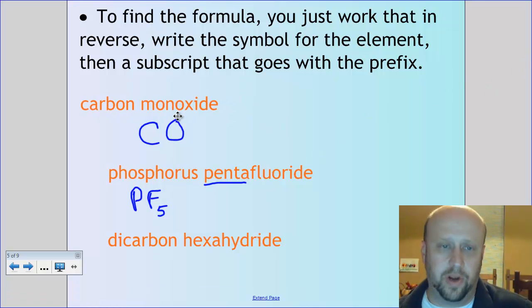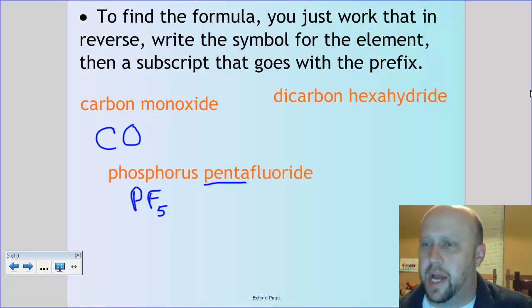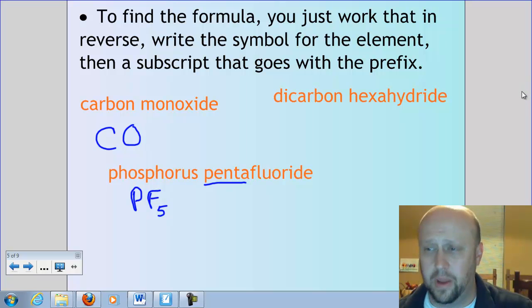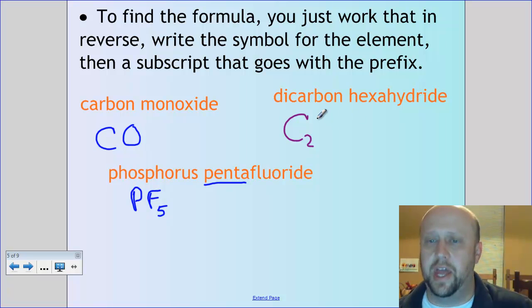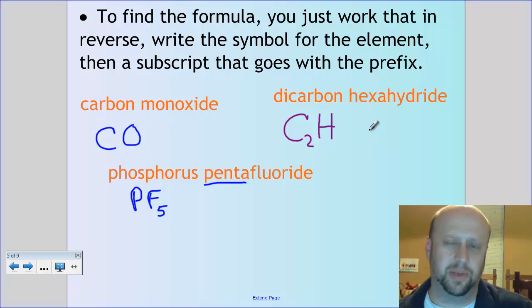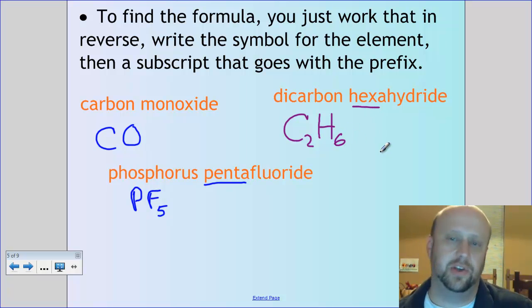Let me move a couple things over to make sure that I'm getting all this other good stuff on the screen here. So the last one that we want to try is dicarbon hexahydride. Sounds really nasty, but carbon is C, and di is 2. So I put a 2 in front of that. And then hydrogen is hydride. Remember, we talked about that in the last video, that if it's IDE and it's hydride, it's hydrogen. And then hexa means 6, just like it did in the last slide, so C2H6.